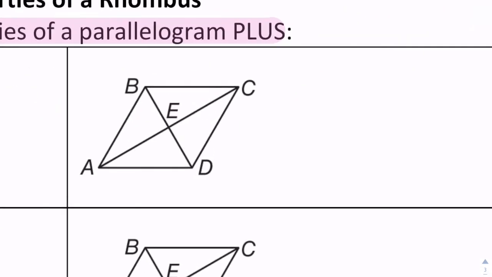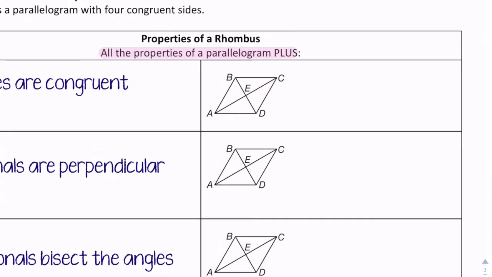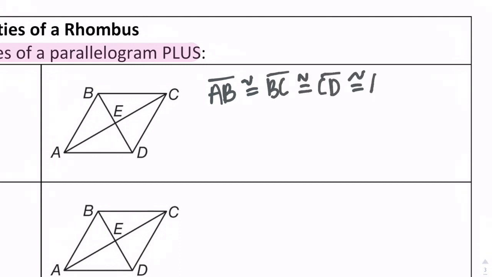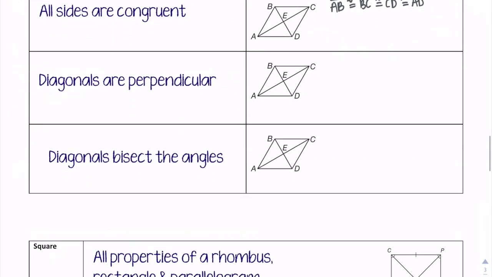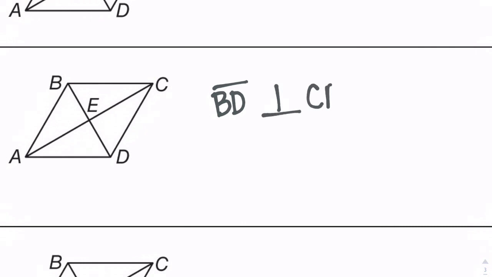If parallelogram ABCD is a rhombus, then we can say, because we know all the sides are congruent, that side AB is congruent to side BC, is congruent to side CD, is congruent to side AD. Diagonals are perpendicular. So if this was a rhombus, you would say diagonal BD is perpendicular to CA.